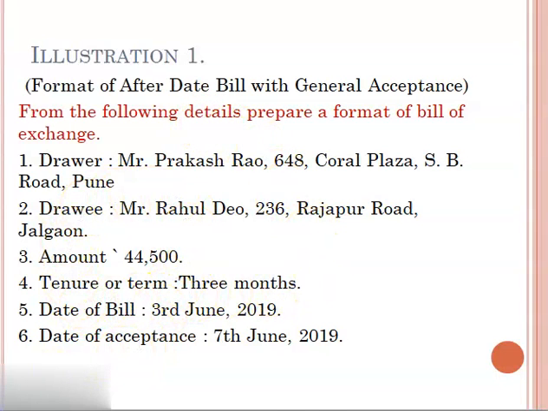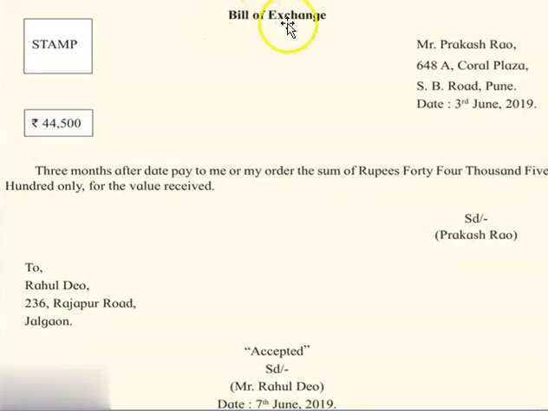Now let us see how we are going to prepare the bill of exchange based on this information. See here. Now here we have written bill of exchange. Left hand side here the stamp is there, and right hand side the name of the drawer. The name of the drawer is Mr. Prakash Rao, and his address here 648A Coral Plaza, SB Road, Pune, and the date when he has drawn the bill. The next is the amount of the bill here in numbers, that is 44,500.